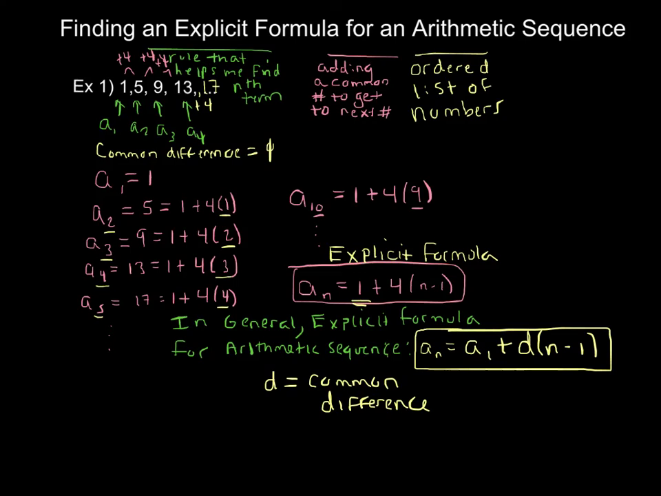So in the future, if you understand this video, you really don't have to redo the work we did. If you just recognize that the sequence is arithmetic and you know the first term and the common difference, then you are all set to write down the explicit formula.